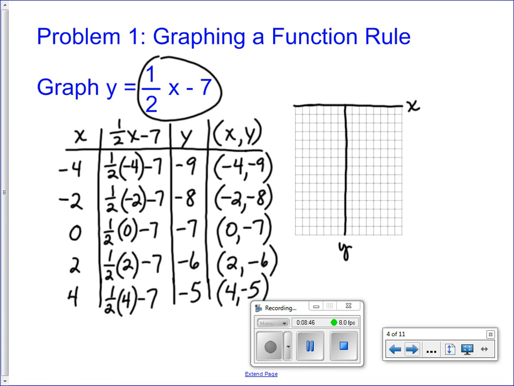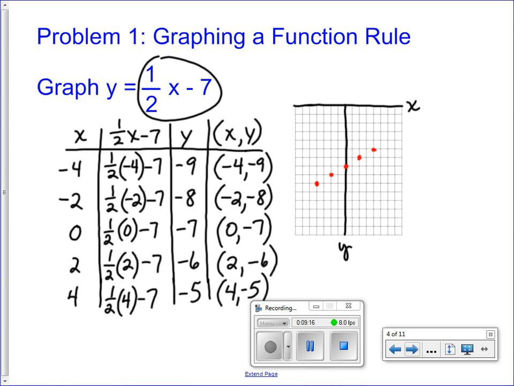-4, -9 would be going left 1, 2, 3, 4, and down 9. 1, 2, 3, 4, 5, 6, 7, 8, 9. We'll go right here. -2, -8 would be right here. 0, -7, 2, -6, and 4, -5.